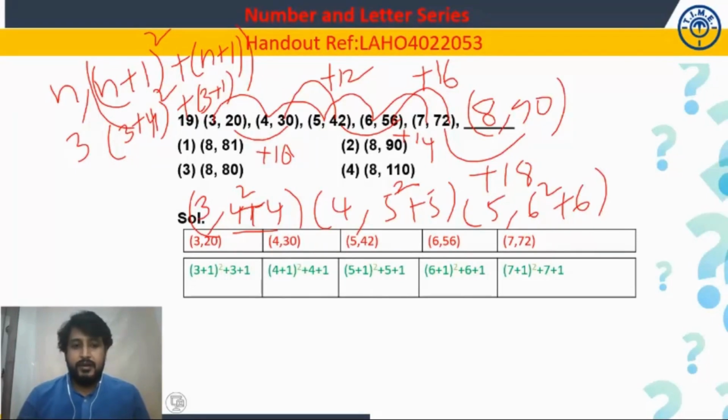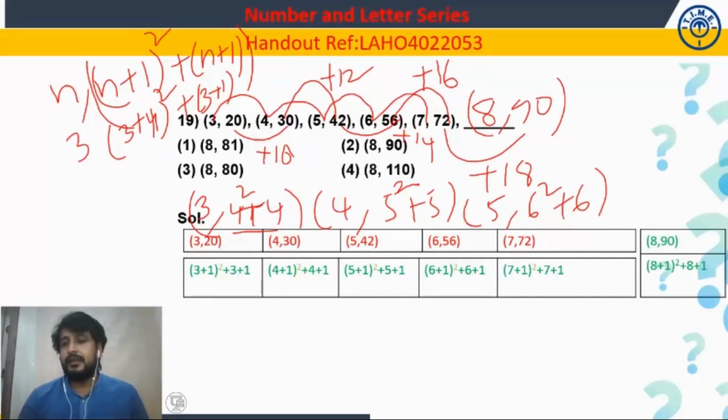3, 20 can be written as 3 plus 1 whole square plus 3 plus 1. 4, 30 can be written as 4 plus 1 whole square, that is 5 square plus 5. 42 can be written as 6 square plus 6. 56 can be written as 7 square plus 7. 72 can be written as 8 square plus 8. Similarly, 8, 90. 90 can be written as 9 square plus 9. 9 square is 81 plus 9. Or the alternate way. You may go ahead with any of the ways.